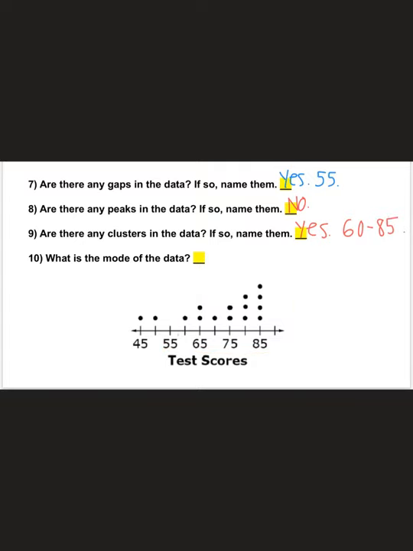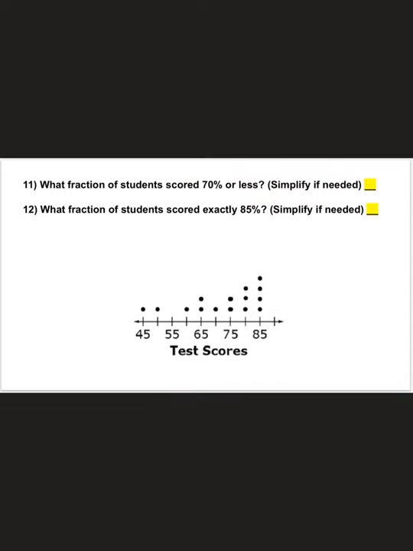And number 10, what is the mode of the data? So mode, most, what happens most often. In a dot plot, that just means which one has the most dots. So in this case, your mode would be 85. Done. Okay, number 11 and 12 have to deal with this dot plot again.